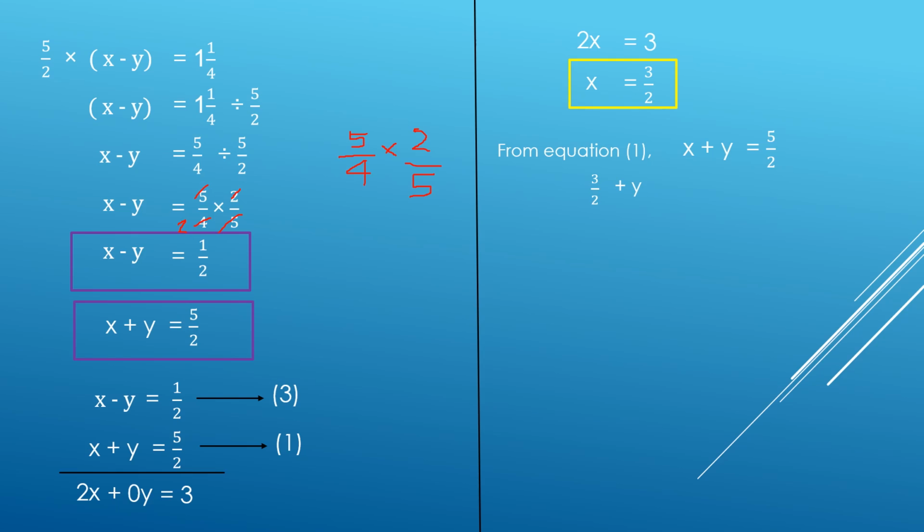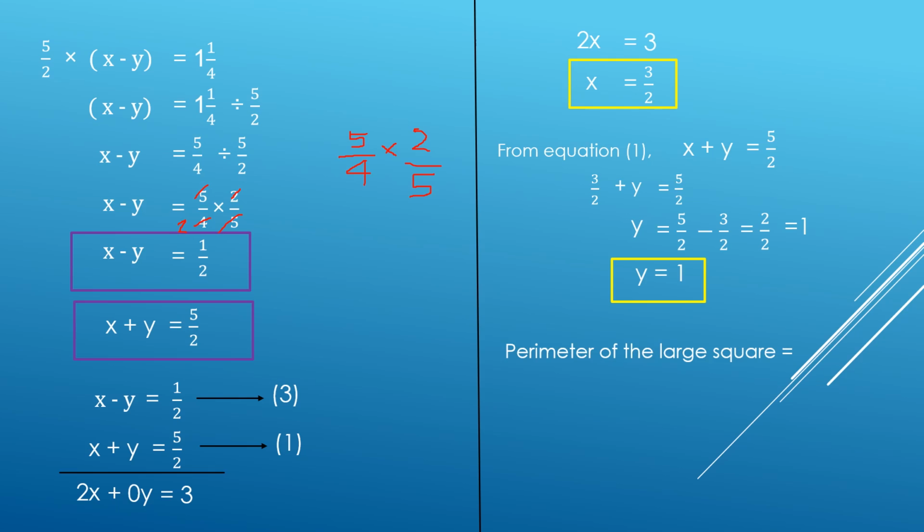Correct. 3 by 2 plus y equal to 5 by 2. That is y equal to 5 by 2 minus 3 by 2. That is 2 by 2, and 2 by 2 is 1. So y equal to 1. And what are this x and y?